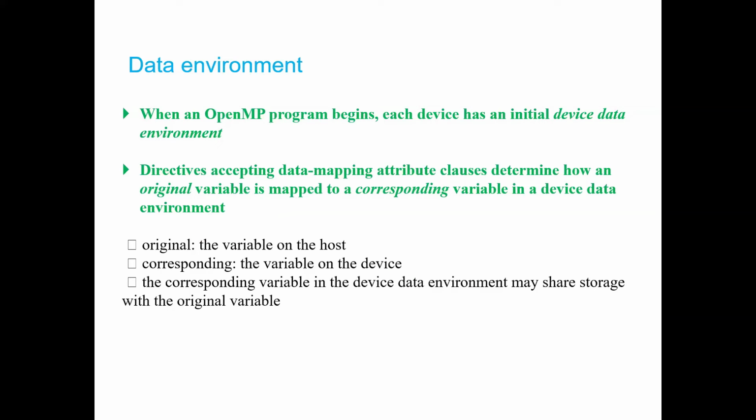So for data control in OpenMP, there is a clause called map. When an OpenMP program begins, each device has an initial device data environment, and then the directive accepts data mapping attributes. These determine how an original variable or original array is mapped to a corresponding variable in the device. So initially, what do you have? And then what is necessary on the device? And at the end, how to share it and how to do it.